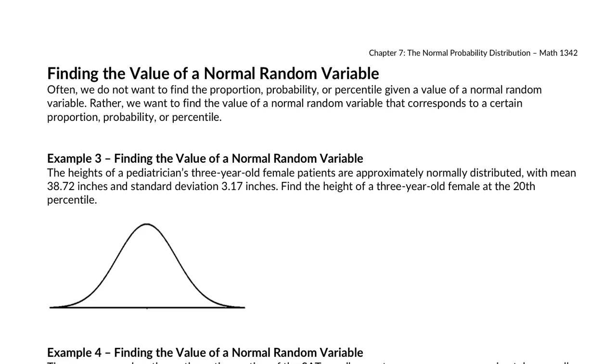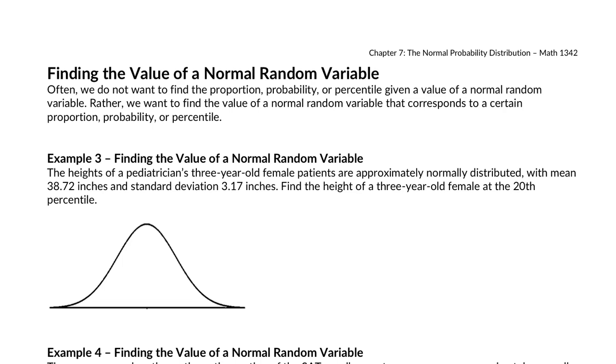Often, we do not want to find the proportion, probability, or percentile, which is what we were just doing, given a value of a normal random variable. Rather, we would want to find the value of a normal random variable that corresponds to a certain proportion, probability, or percentile. So we're going to be solving for something different here.